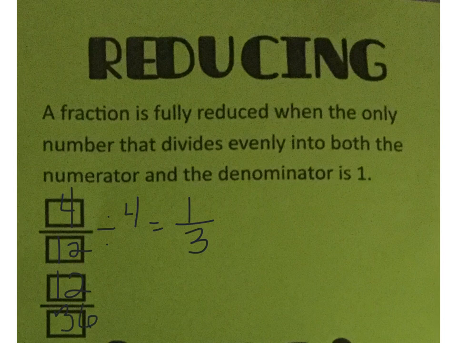Now if I have a number like 12/36, I can take smaller steps. I can divide both the top and the bottom by 4. That's going to give me 3/9. But then I can see I can do 3 and 9 both divided by 3. So that is going to be 1/3.